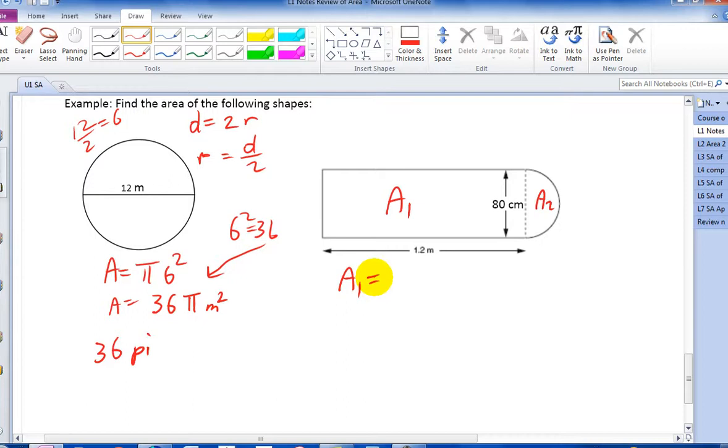Okay, so what should we do? Convert this one. It will be the easiest. Then we don't have to work with decimals. So convert that to 120 centimeters. Okay, so multiply it by 100.